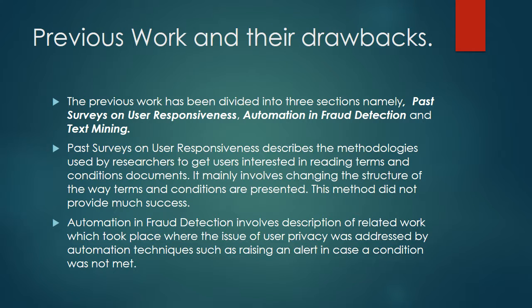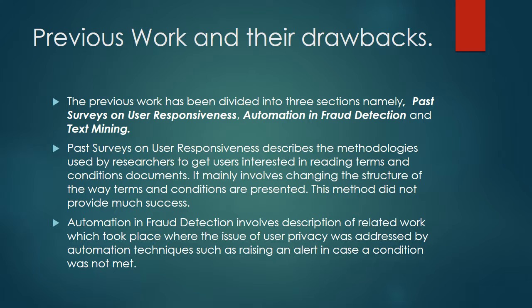Previous work in this field includes three sections, which are past surveys on user responsiveness, automation in fraud detection, and text mining. Past surveys on user responsiveness have dealt with the issue of users not reading the terms and conditions by altering the structure of the terms and conditions document. Some tried making it attractive, while others tried placing the important clauses at the beginning of the document, but no one got satisfactory results.